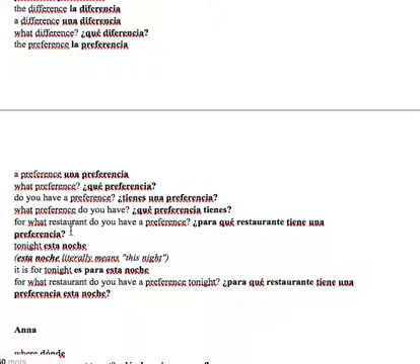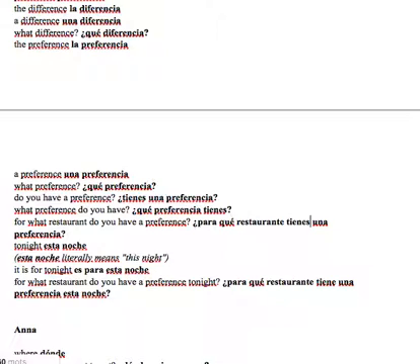So here it's just like in French, but in English it sounds a bit odd. For what restaurant do you have a preference? In English you're going to say, what restaurant do you have a preference for? In French, we can say, pour quel restaurant as-tu ou avez-vous une préférence? ¿Para qué restaurante tienen o tienes una preferencia?